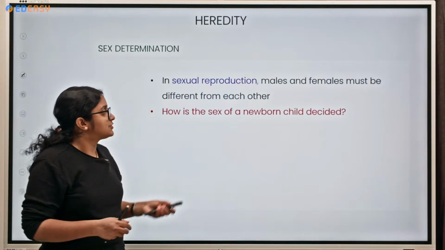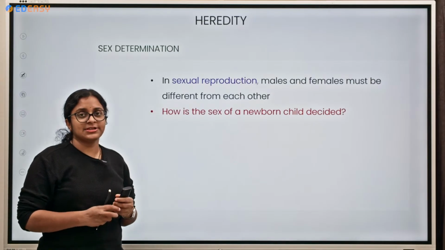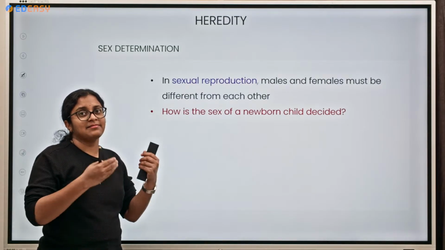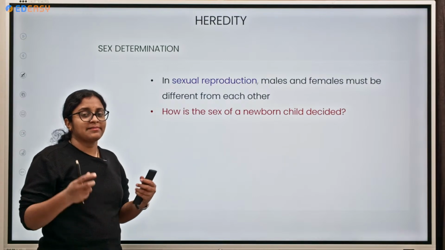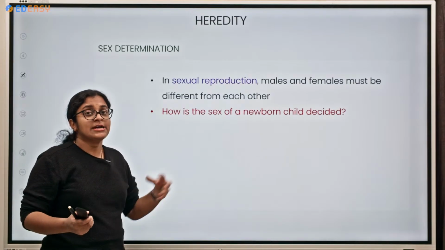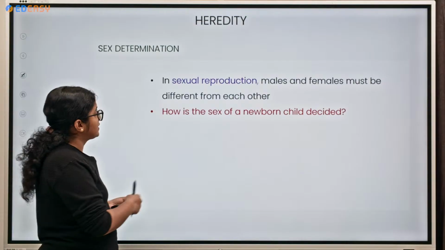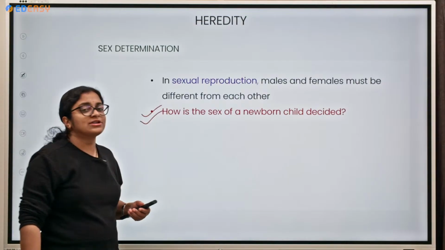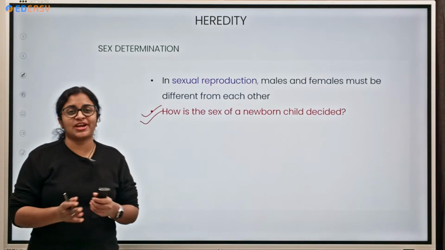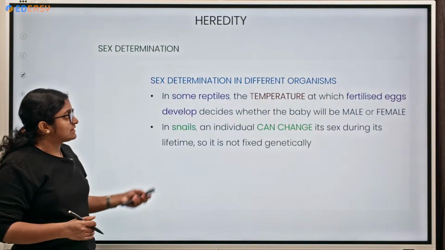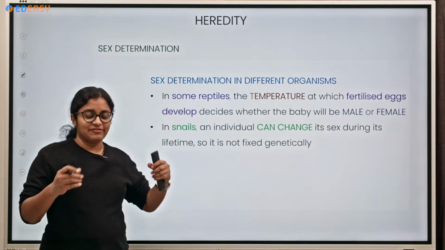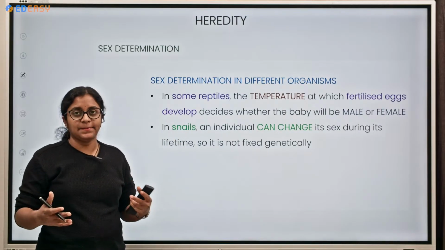Okay, yes. So now let's understand sex determination. In sexual reproduction, we have seen males and females. They must definitely be different from each other, because in previous classes we have seen how the male reproductive system and the female reproductive system are. So now coming to the question, how is the sex of a newborn child decided? How can we tell whether a child is male or female? Now let us look at sex determination in different organisms. Different organisms have different criteria.